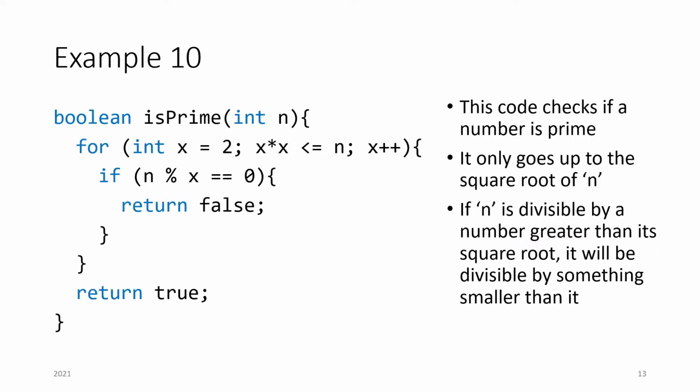So for our last example here, this code basically checks to see if a number is prime, but we're only going up to the square root of n. And you may be wondering, okay, where is the square root of n? We see x by x here is less than or equal to n.